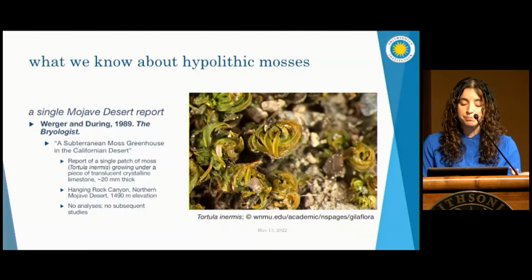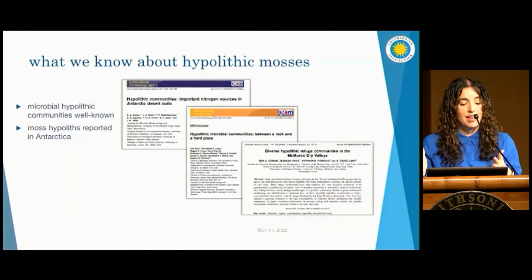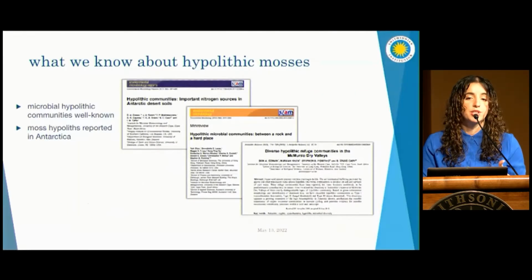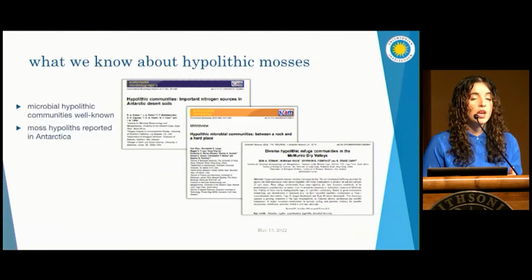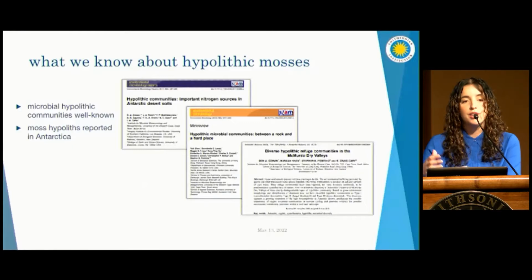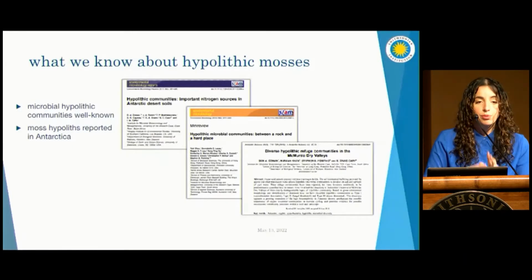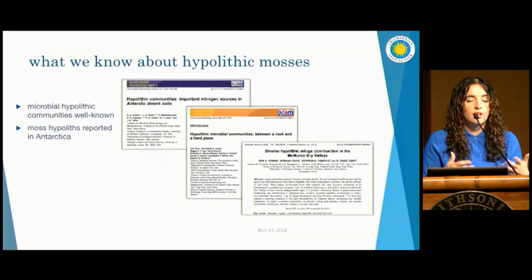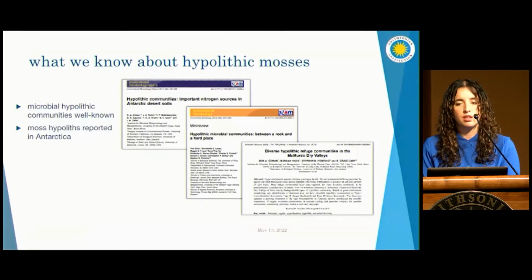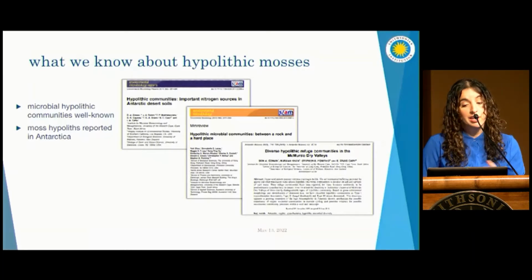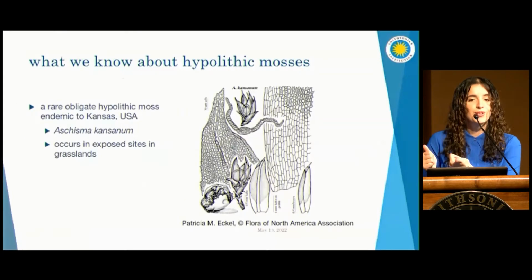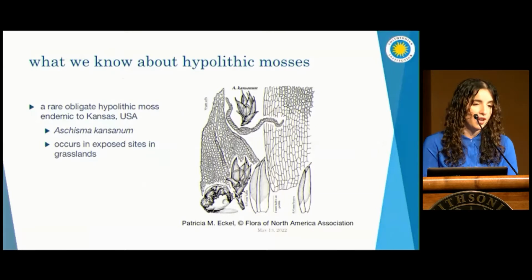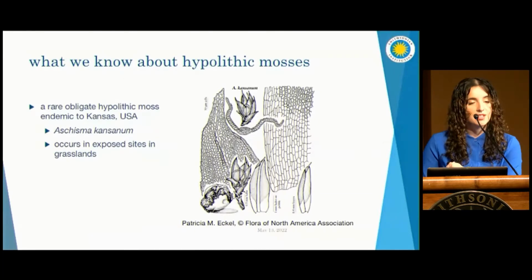I kept searching and found that there's a fair amount of research on microbial hypoliths, and in some of those papers there would be a note that mosses also occurred. So it exists, I knew that much, but I could not find any kind of quantification or characterization of this habitat, especially in the Mojave, as most of these were from Antarctica. There was also one cool species that's an obligate hypolith, endemic to the grasslands of Kansas, but that's all I could find.